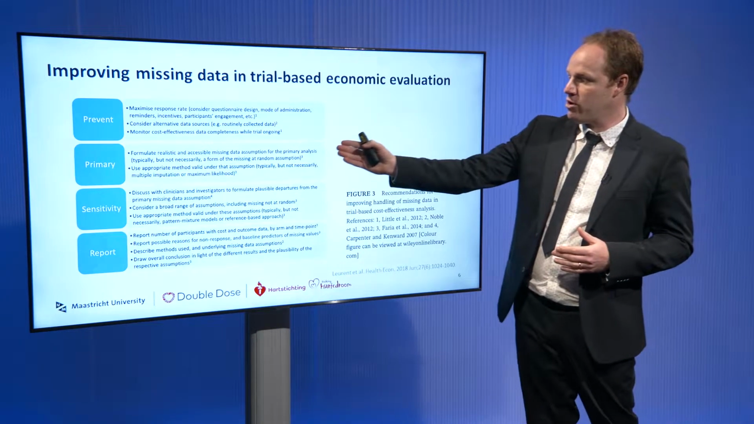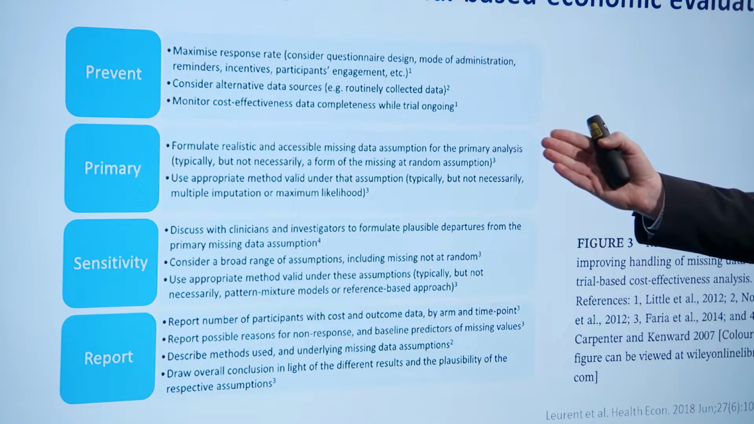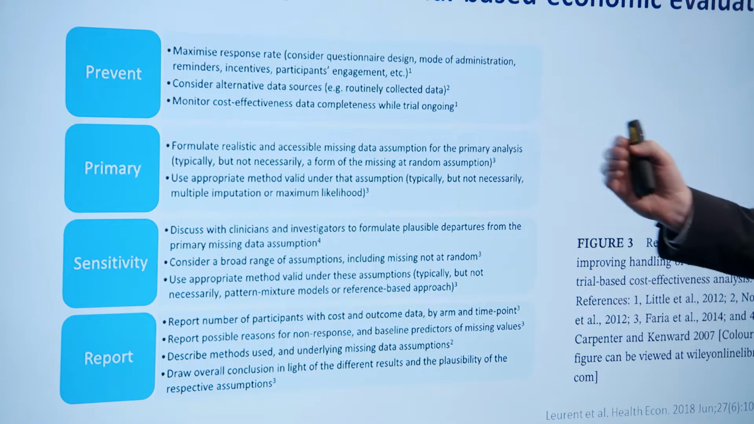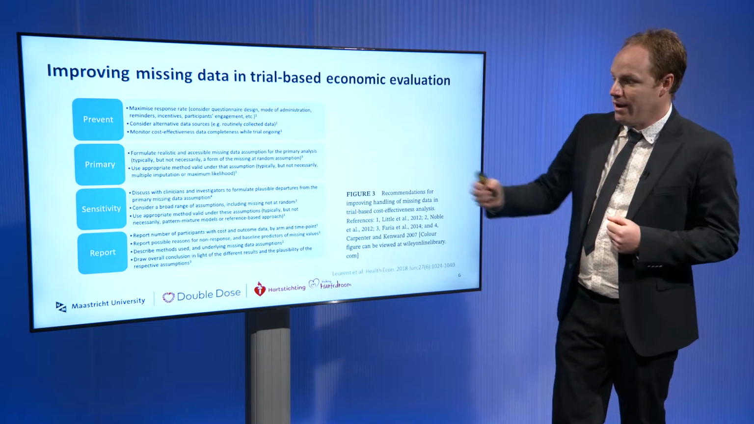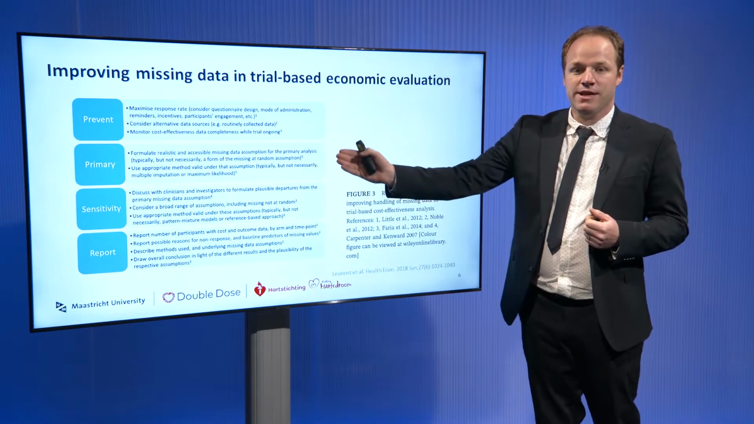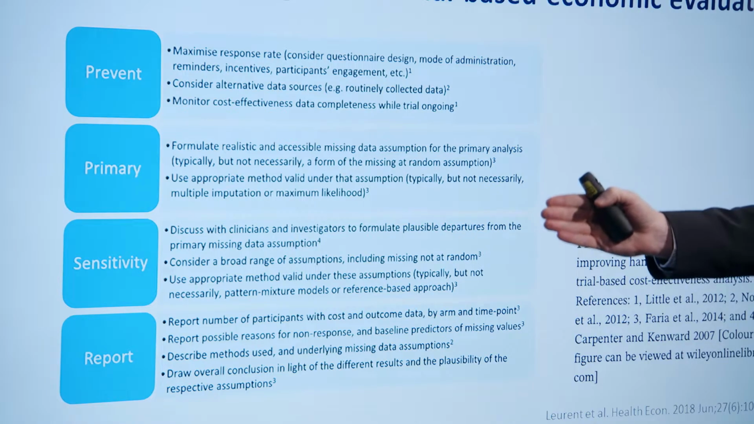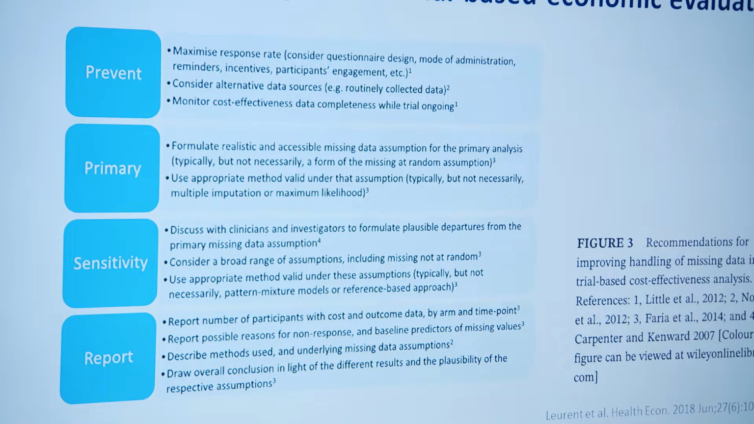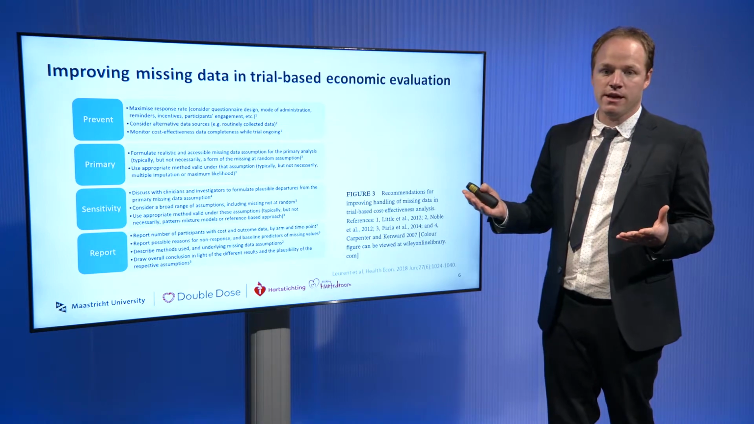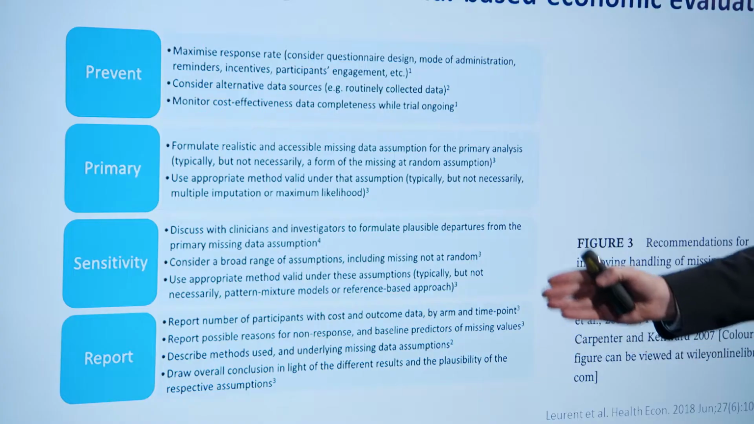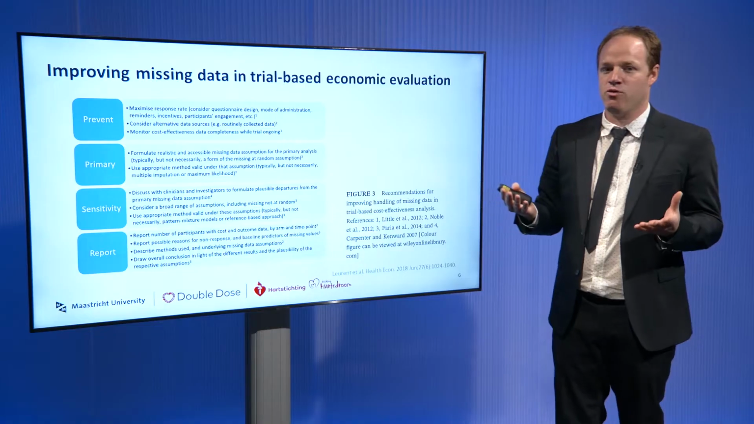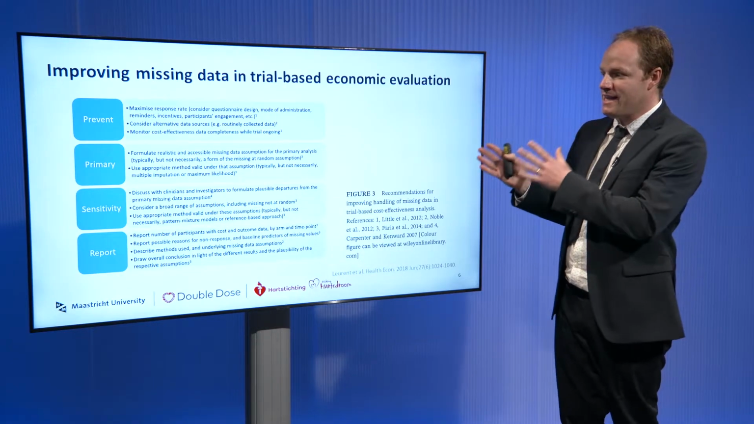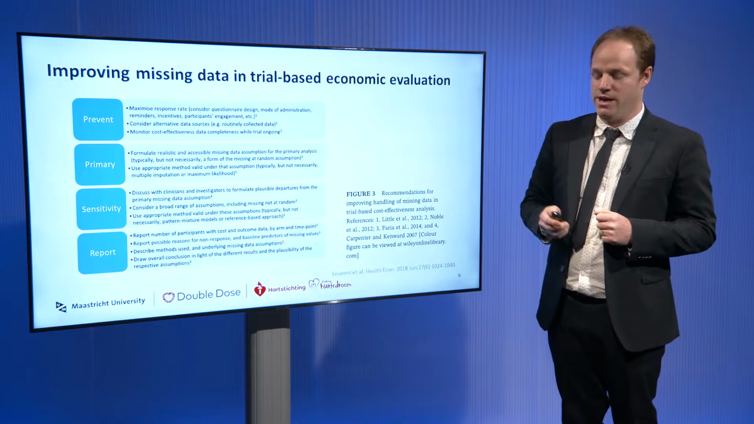Further, there are some recommendations on what to do when there are missing data. For example, we can use multiple imputation methods. Some sensitivity analysis also needs to be done when having missing data. And the reporting of missing data is also important, with a lot of recommendations. If you are involved in a trial-based economic evaluation, this type of recommendation can be really useful.